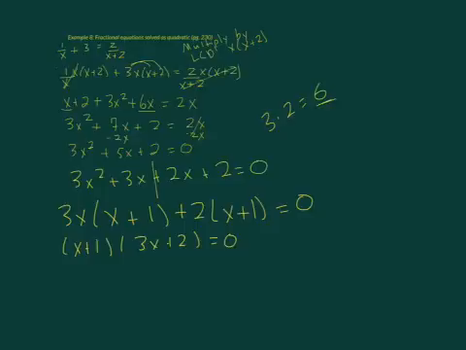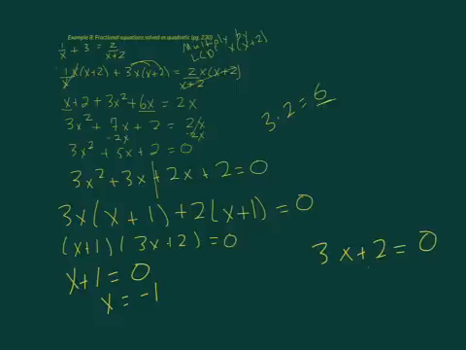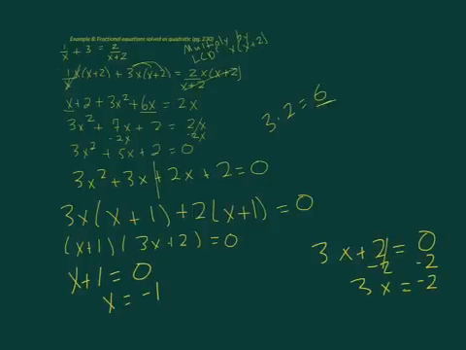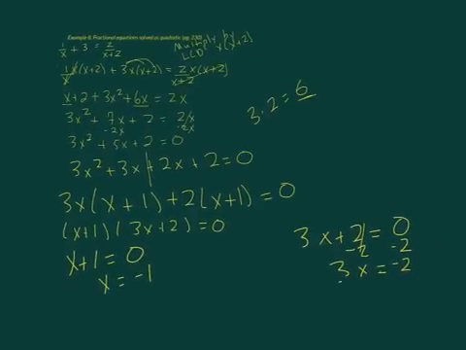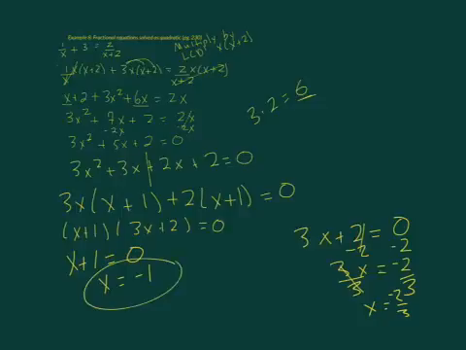So we've got x plus 1 equals 0. So in that case, x equals negative 1. And then the 3x plus 2 equals 0. So let's see, minus 2, 3x equals negative 2. Divide by 3. X is negative 2/3. So x equals negative 1, x equals negative 2/3 are your two answers.